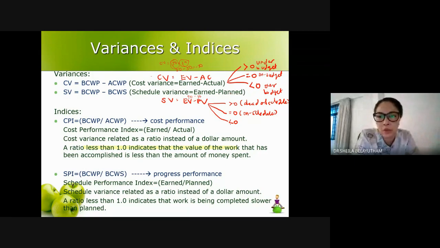But on the other end, you have less than 0. Let's say this is the planned value: for a certain time that you monitor, the value of the work that you should perform is 90. However, on site, the work that you perform is only worth 50, for example. Once you observe on site, the activity yang dibuat tu is only worth 50. So that will give you negative, and it shows that you are behind schedule.